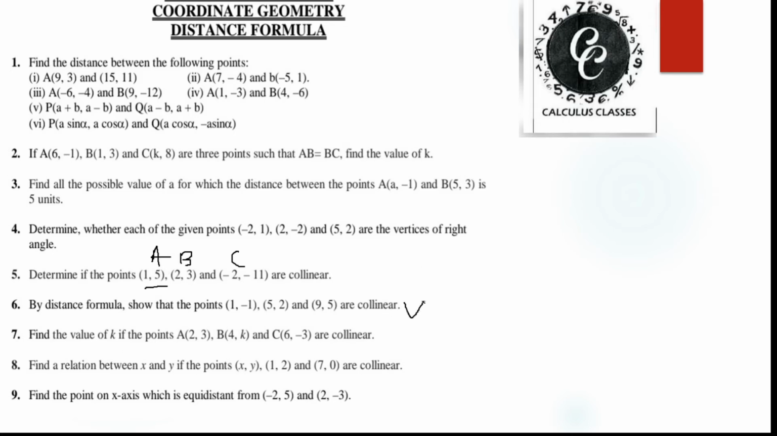Okay. Same question, this one and this one. And see here, this is a very common question: find the value of k for which the points A (2, 3), B (4, k), and C (6, minus 3) are collinear. I think we will take this question in the last concept, that means the case of area of triangle, where it will be easy. Here it will be somewhat difficult.